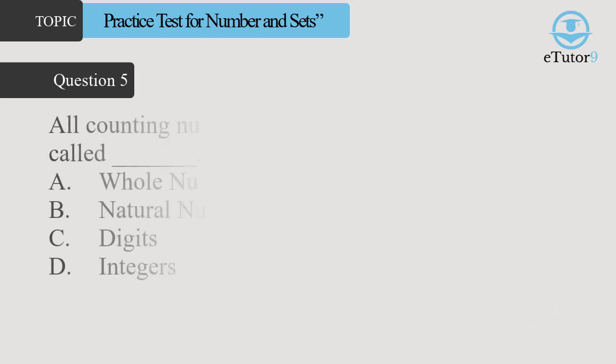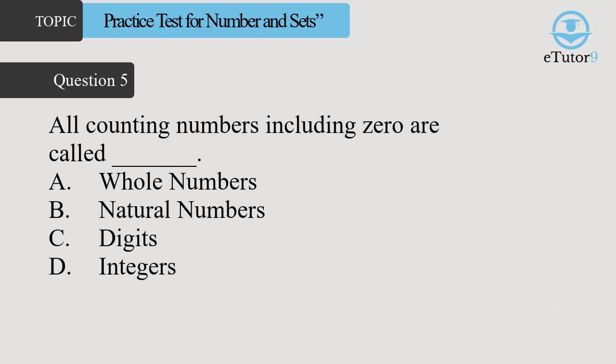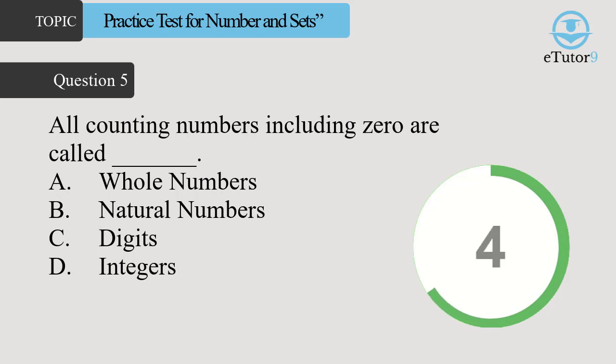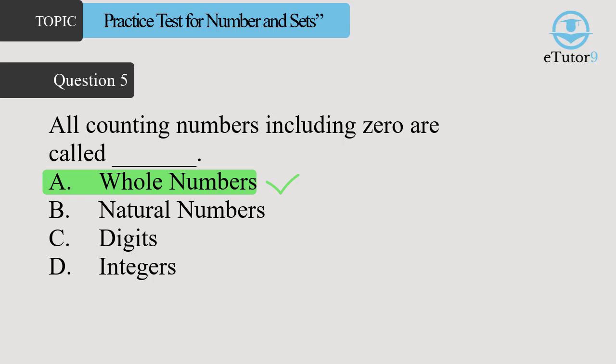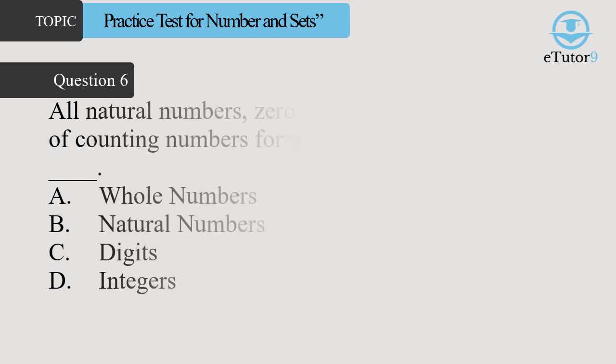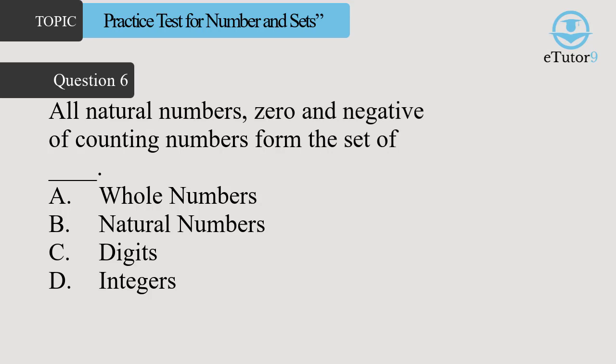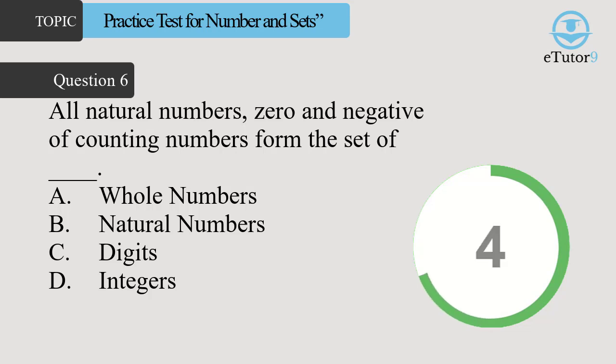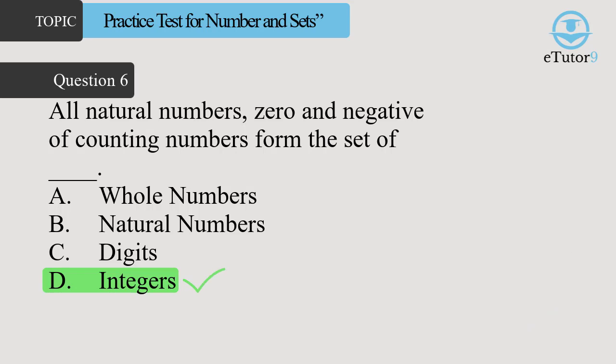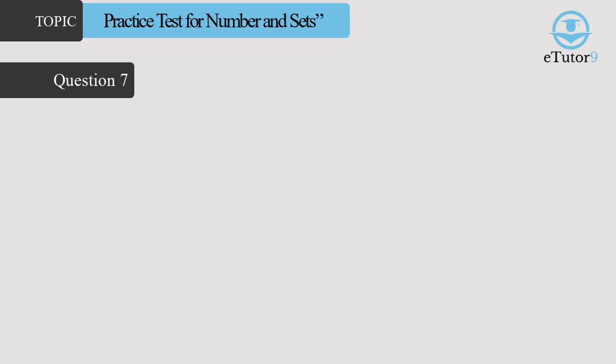Question 5. All counting numbers including 0 are called dash. Answer is A. Whole numbers. Question 6. All natural numbers, 0 and negative of counting numbers form the set of dash. Answer is D. Integers.